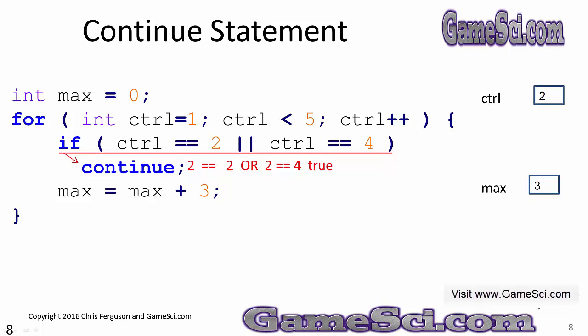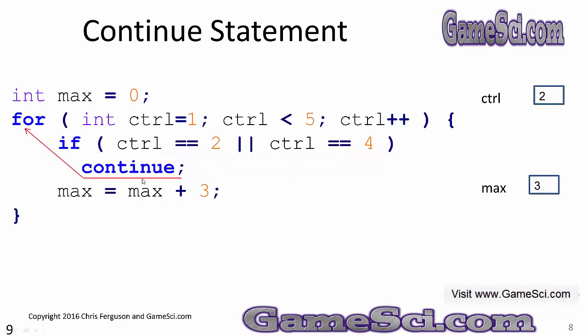What does the continue do? The continue takes you right back to the for statement. It's going to skip the max plus 3. It's going to skip this closed curly brace. The continue says continue the loop. Go back to the loop and test the condition again. It's sort of a soft break because it gives you one more chance to stay in the loop. And in this case, it is going to stay in the loop.